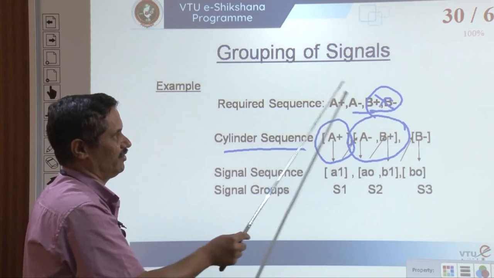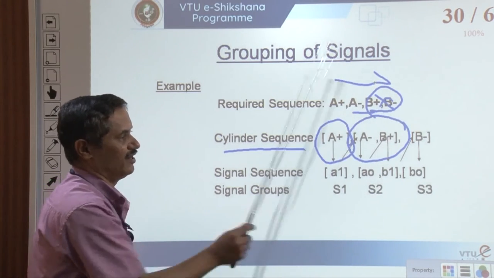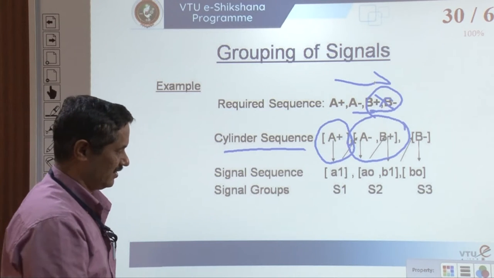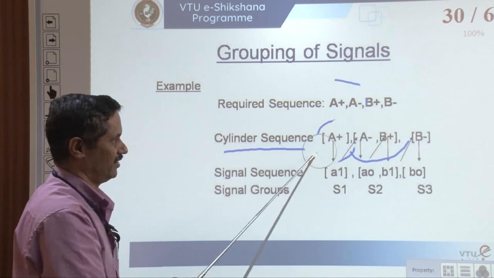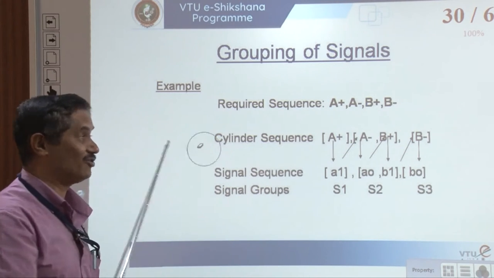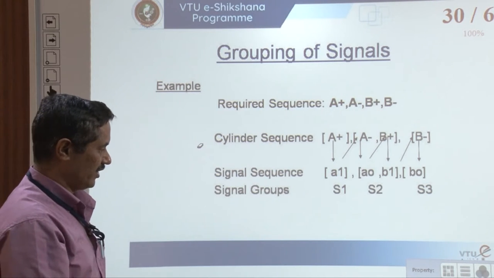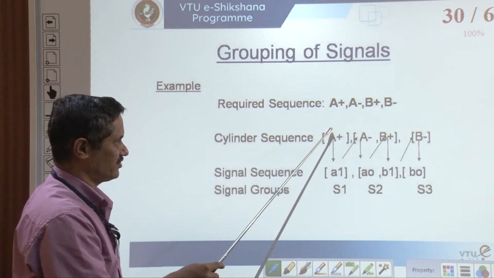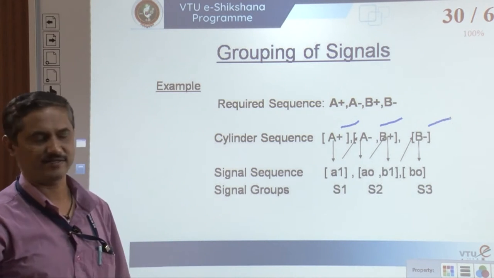So, already we are moving from this side to this side. As we go, we have already done two, and the last remaining is B minus. So, this B minus is in the third group. So, in this case, not two groups, there are three groups. So, what are these three groups? You have understood. 1, 2, 3 with three brackets.